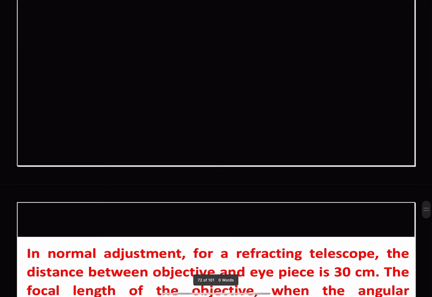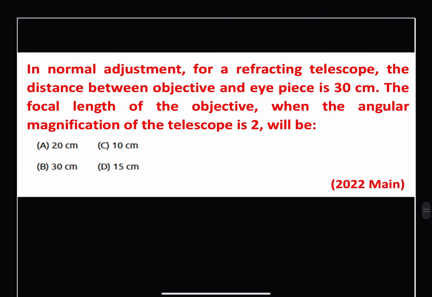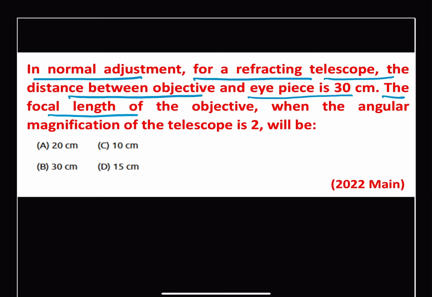Next question. We are given in normal adjustment for a refracting telescope, the distance between the objective and eyepiece is 30 centimeter. The focal length of the objective when the angular magnification of the telescope is 2 will be equal to. And here it is given for normal adjustment, and the distance between the objective and eyepiece is about 30 centimeter. So from here we can say that the summation of the focal length of the eyepiece as well as the objective will be equal to 30 centimeter.